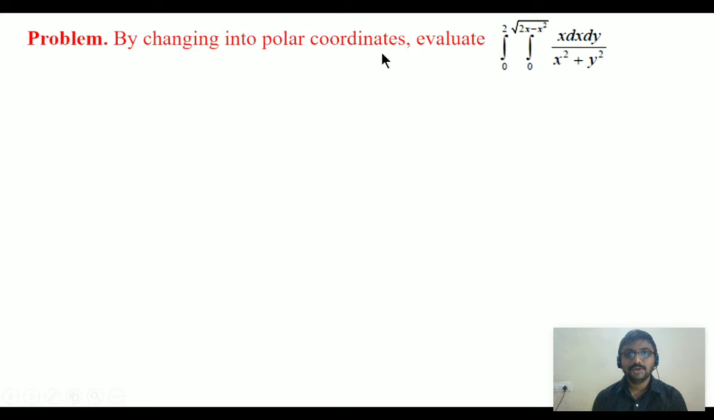Another example: by changing into polar coordinates, evaluate the integral 0 to 2, integral 0 to root of 2x minus x square, x dx dy by x square plus y square. Now we have to evaluate this double integral, which is in the Cartesian system, but it can be evaluated by using polar coordinates. That means by changing into polar coordinates, we have to get the result of this double integral.